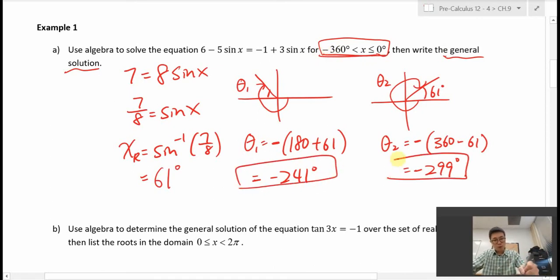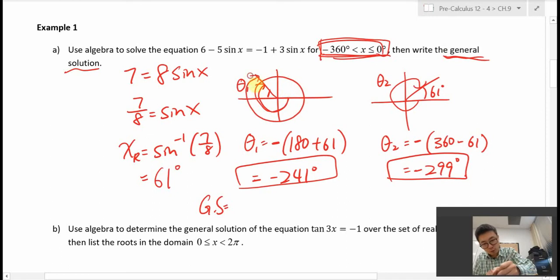Now it also says we want to find the general solution. The general solution simply means what other angles would also work if it's not within this domain. We know every time we rotate one extra rotation back to that terminal arm, the answer is going to be the same, because it has all the same properties as -241. It's just that we rotate once more. So to find the general solution, you simply take this answer plus the period times n.